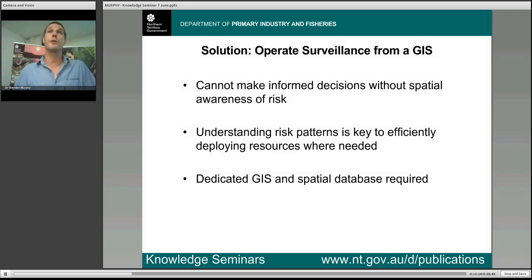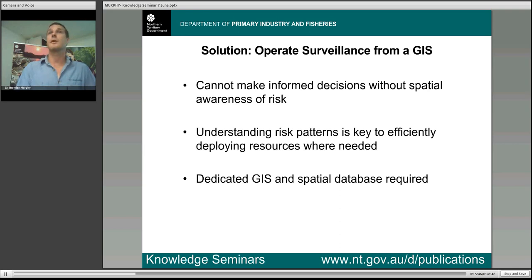And just as importantly, we can't justify to, for example, other states or jurisdictions that we're putting our resources where they are best applied. So we need to understand what the risk patterns look like, and it's unique for every city, every state or territory, any sort of geographical region that we want to describe. Spatial patterns will be different, so we need to understand it. So we need dedicated GIS and spatial databases to capture this information.